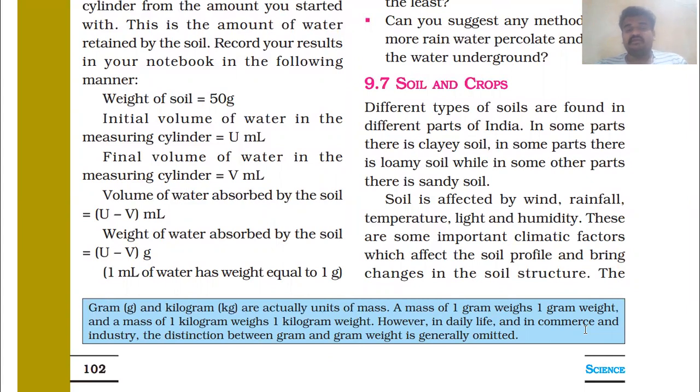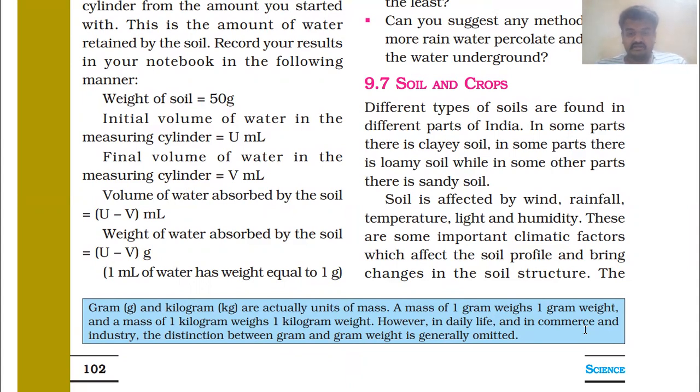Now our next topic is topic number 9.7, that is soil and crops. Different types of soils are found in different parts of India. In some parts there is clay soil, in some parts there is loamy soil, while in some other parts there is sandy soil. These things we have already seen. We have already discussed them at the start of the chapter.